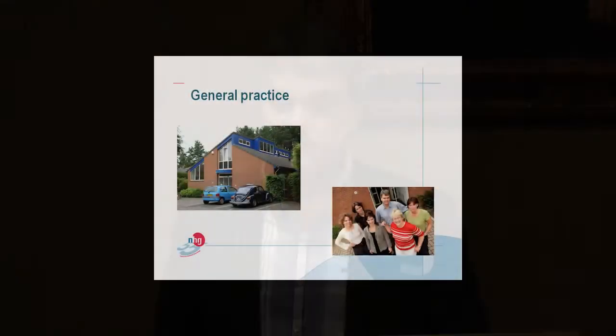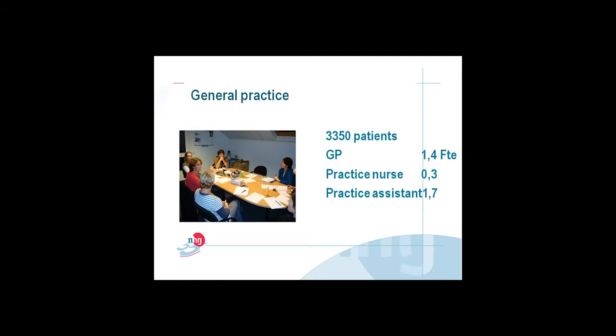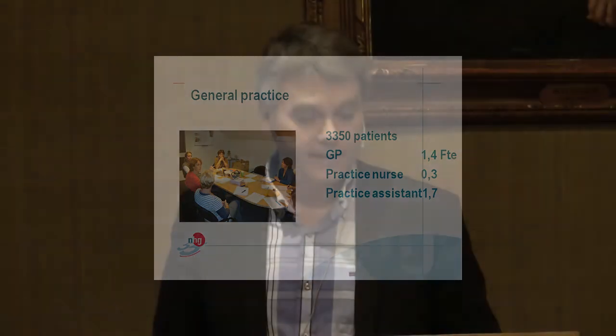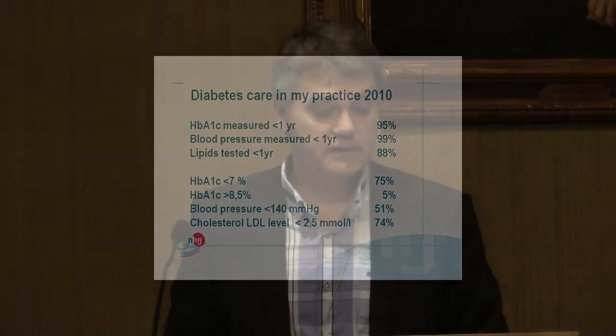So this is my practice. This is the team that we work in. We have 3,350 patients, 1.4 FTE GP, a practice nurse and practice assistants. For some years we have made annual reports just for our patients and for ourselves, and sometimes for other people who would like it. And then we have these figures, diabetes care in my practice. These are the known numbers that you can see.